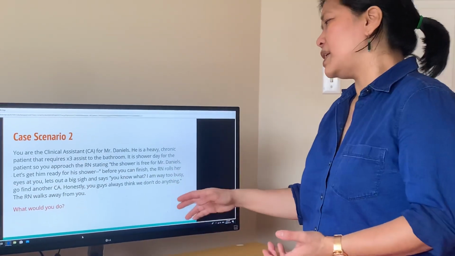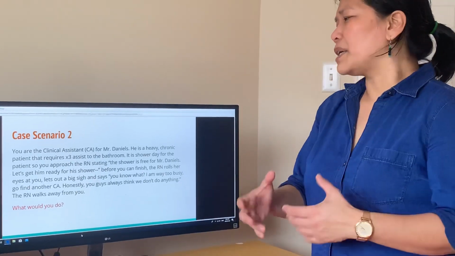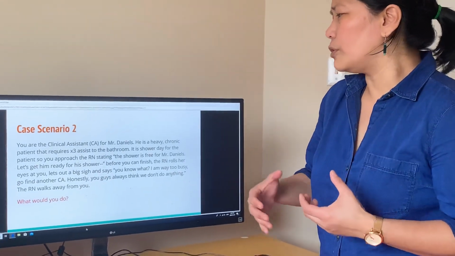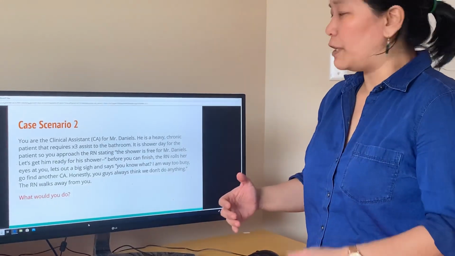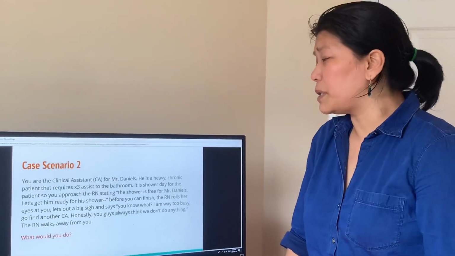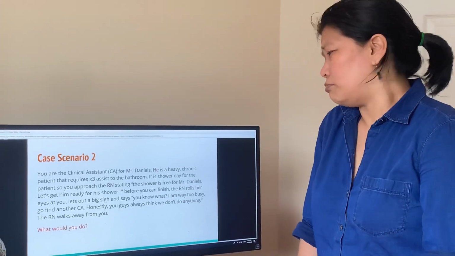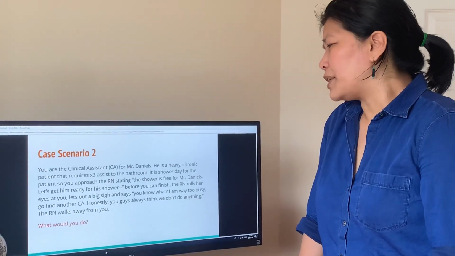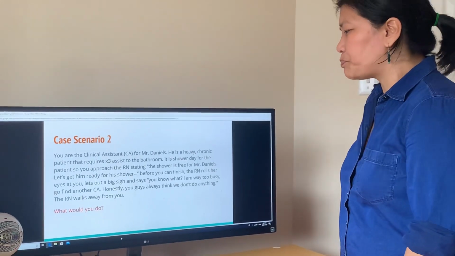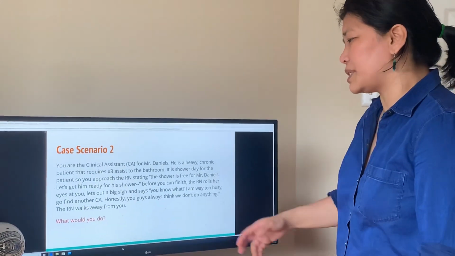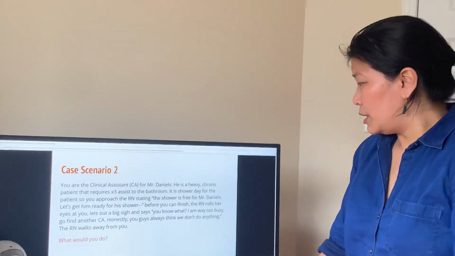The second one is where there's body language. It doesn't matter who you are, which profession you are. You could be a CA, a PT, a physio, an RT, or an RN, for all that matters. And this is where you bully the other person by your body language.